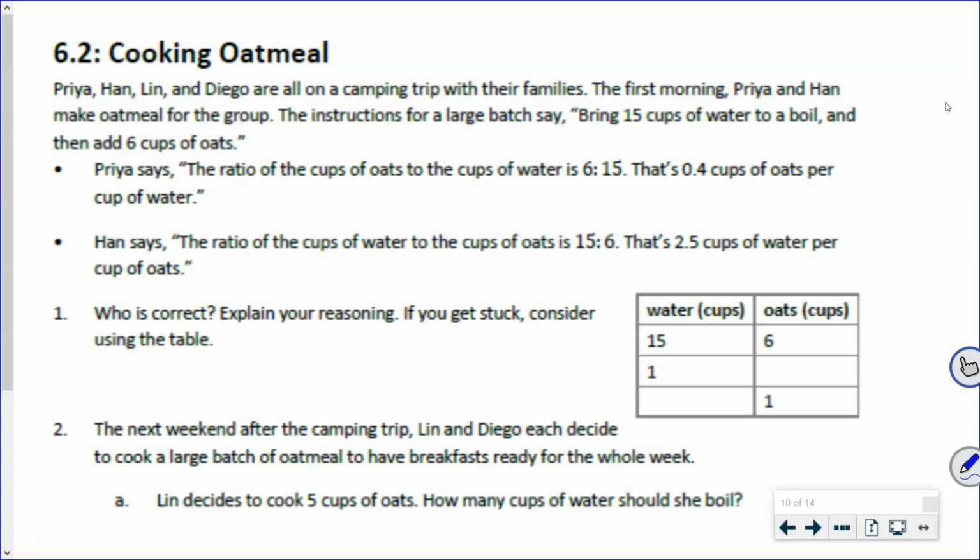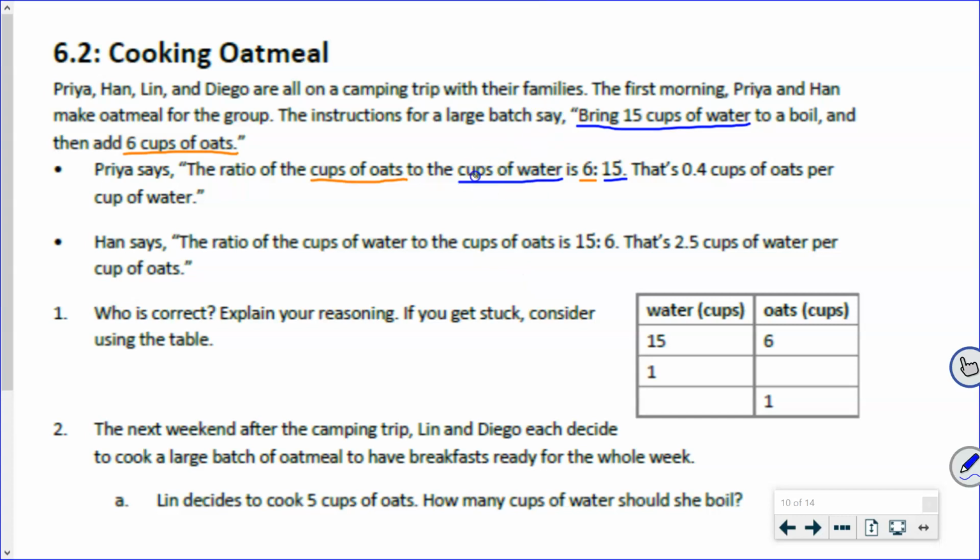Eyes on the screen. We're going to color code. I'm going to use blue and orange today. If you want to color code, you can also use blue and orange. Are you ready? The instructions say bring 15 cups of water to a boil and then add 6 cups of oats. Priya says the ratio of cups of oats to cups of water is 6 to 15.